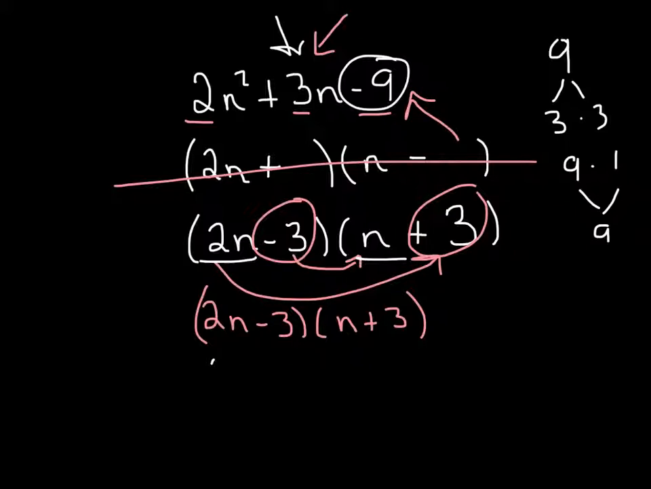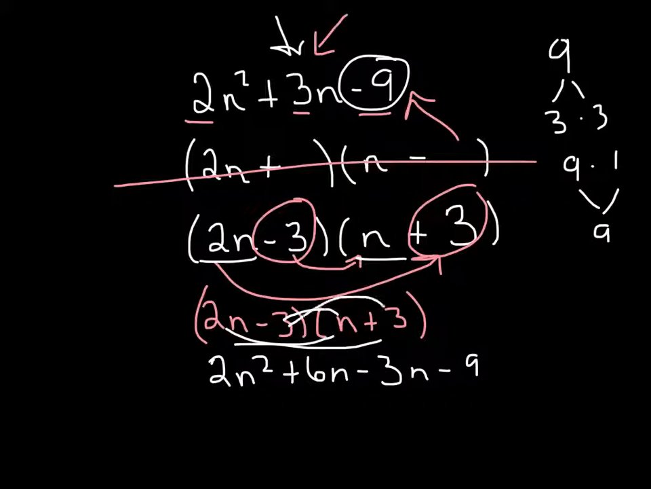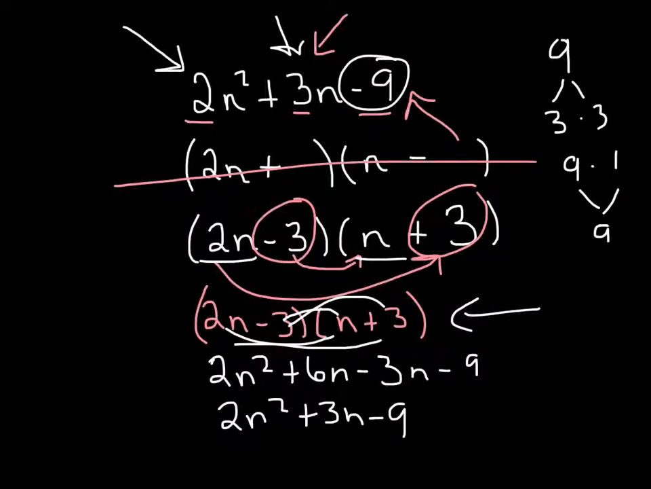So here, when I FOIL this out, I get 2n squared plus 6n. Negative 3n. And -9 from that. So this simplifies down to 2n squared plus 3n minus 9, which is indeed the original. So this right here, ladies and gentlemen, is the answer. That's the factored version of that trinomial. And anyways, that's pretty much all there is to it when you have a prime non-1 coefficient of the first term here.